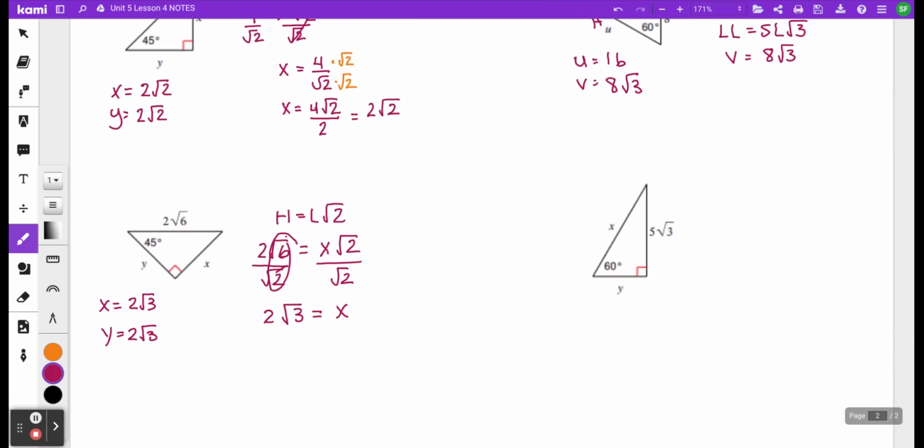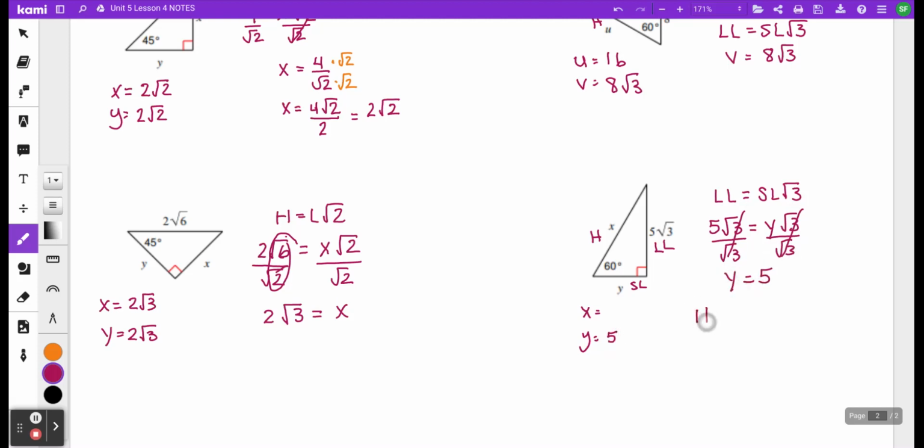Okay, so again, label. Long leg, short leg, hypotenuse. And we're going to have to find x and y. So first thing we're going to do, we know we have the long leg, so we have to start with that formula. So long leg is equal to your short leg, square root of 3. So plug in our information. So 5 square root of 3. Short leg is y this time, square root of 3. We want to get the y by itself. Nice things. These all come off. And we get y equals 5.